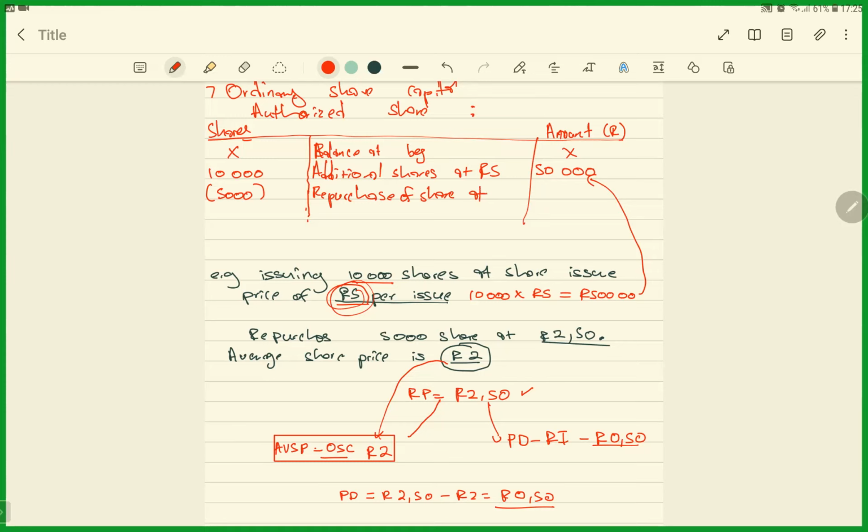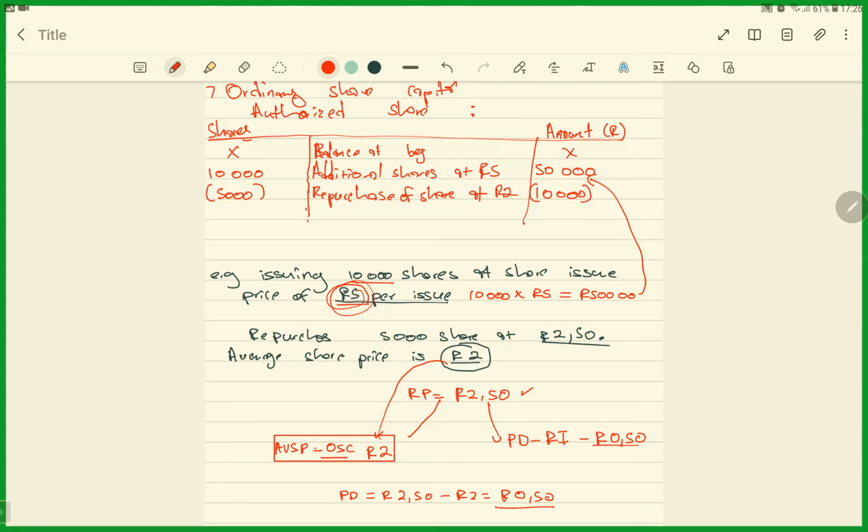Now listen carefully. Inside our ordinary share capital, we repurchase our shares at the average share price. Now, how much is our average share price? It is R2, that we've just told the average price is R2. So we're going to put R2 here. Then it would be 5,000 multiplied by R2, which is 10,000. Then with the amount, you will put it in brackets, you see. That is how the structure of the ordinary share capital looks.